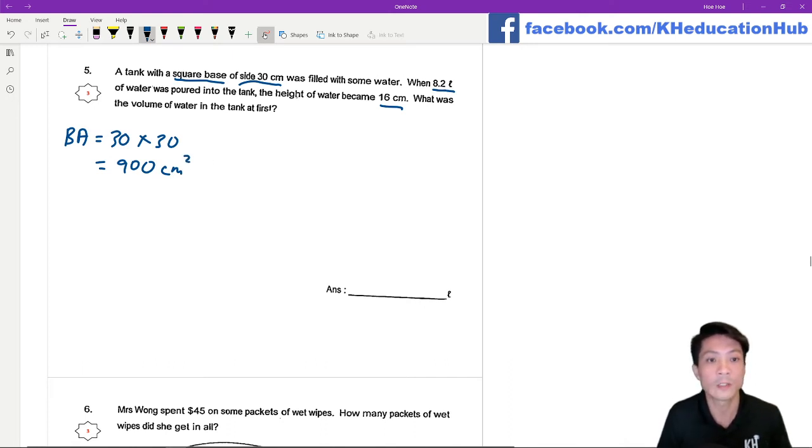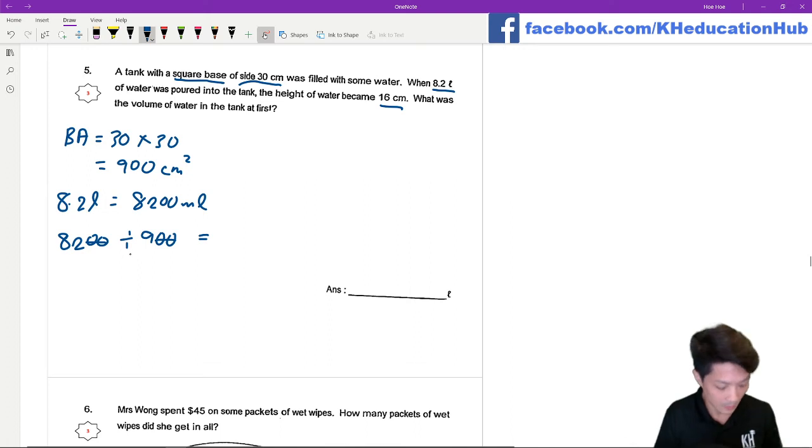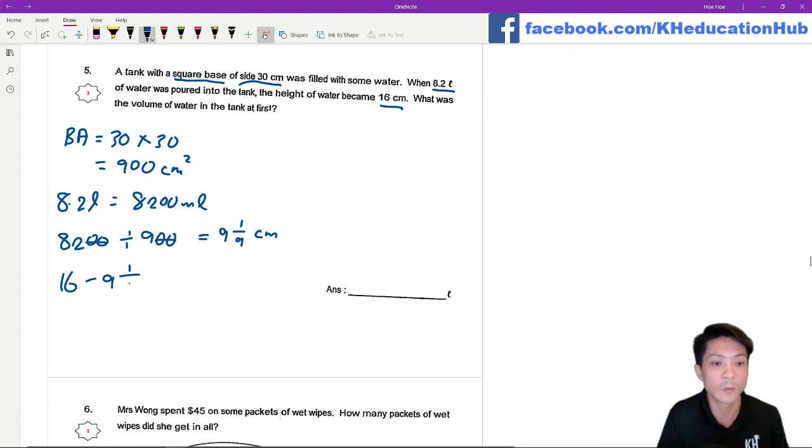Okay, when 8.2 liters of water was poured in, we're gonna change the 8.2 liters into ml first. It's gonna become 8,200 ml. So using 8,200, if we divide it by the base area, it's gonna give us the height increase. Okay, cancel. So 82 divided by 9, okay, it's gonna give me a fraction of 9 and 1/9. So this is cm. Okay, which means that the original height of the water will be 16 minus 9 and 1/9.